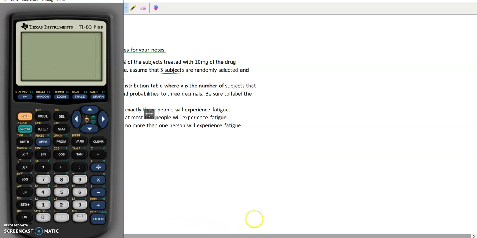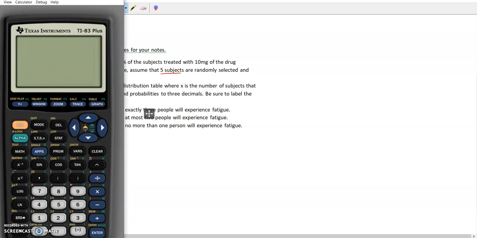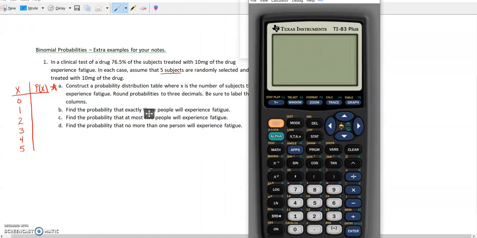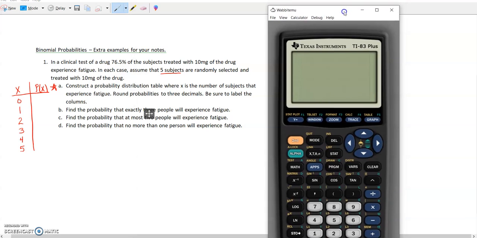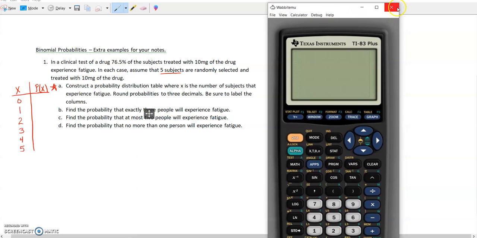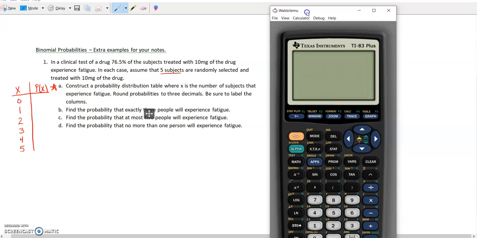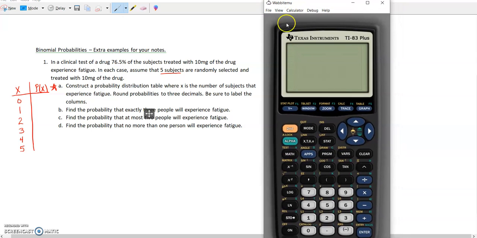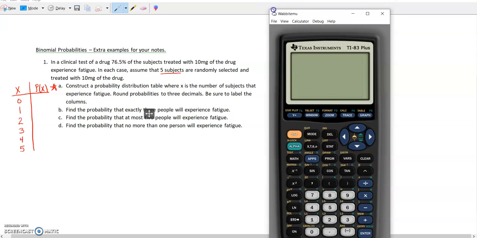I'm going to pull up a calculator. Let me see if I can move this over here. There we go. Can I shrink this? There we go, just a little bit. Sorry, I'm fussing with it now.